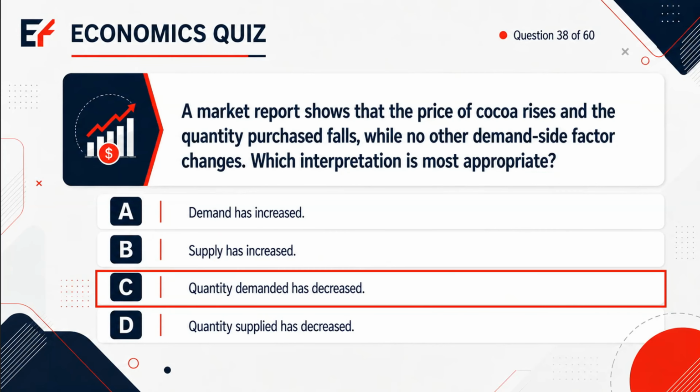Option A is wrong because demand would increase only if a non-price factor shifted the demand curve rightward. Option B is not supported because there is no evidence of a supply increase. Option D is also incorrect because the report describes buyers purchasing less, not sellers supplying less. The key rule is simple. Own price changes quantity demanded, while non-price factors change demand.